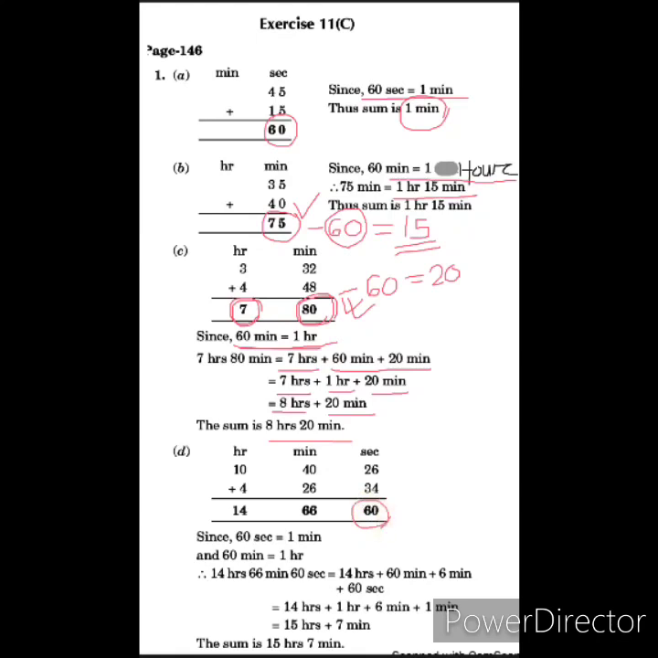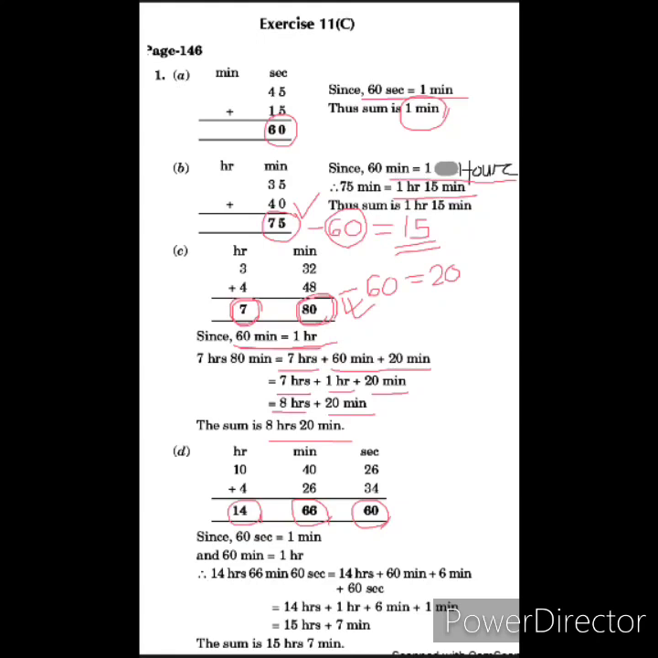40 plus 26 on the minute side. 40 plus 26 is 66. Then on the hour side, it is 10 plus 4, that is 14. As we normally do the addition, we have to do the addition first.